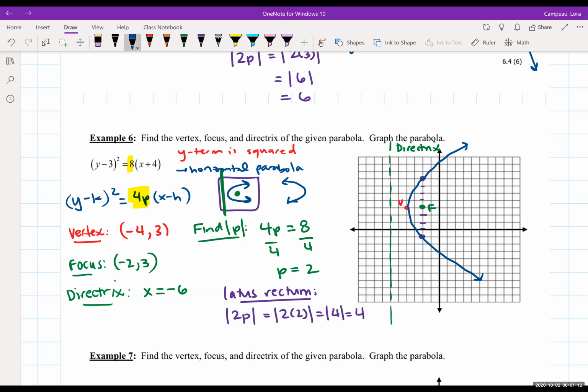So I hope this helps. Take some time to practice. I know that focus and directrix is quite new to us. But once you get the hang of it and how it's oriented with the parabola, these end up going quite fast. So I will see you in the next example.